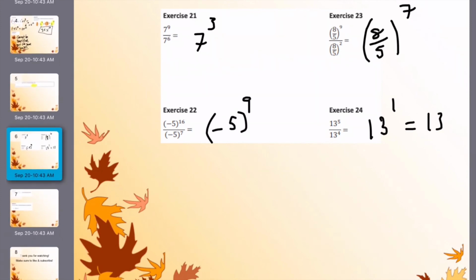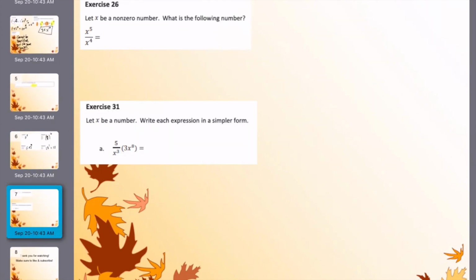So let's move on to one more slide. Let x be a non-zero number. So x's, variables, fractions, numbers, they are all fine to have as bases. So just because I have x's here doesn't mean I should change anything that I've done so far. I have the same base of x, so what I can do is keep my same base of x, and then 5 minus 4 is 1. So that's the same thing as just x.